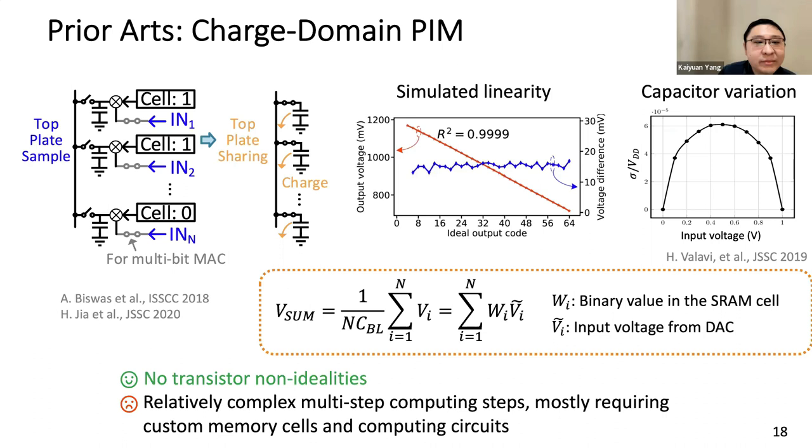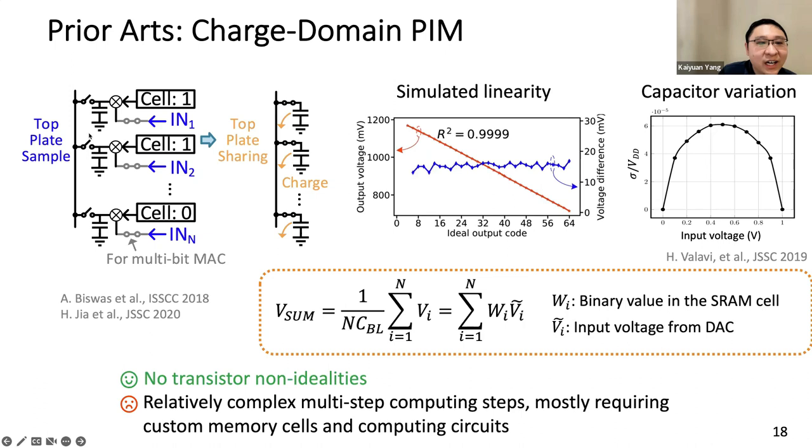In most of these charge domain PIM designs, the concept is you first put your input voltage on this capacitor that is connected to every single weight storage memory cell. Then, depending on the weight you store here, you either convert this input to zero or to VDD, which means multiplying by zero, or if your weight is one, you just keep the previous voltage on this capacitor.